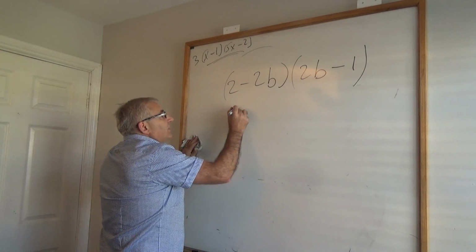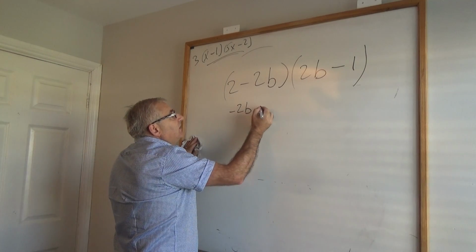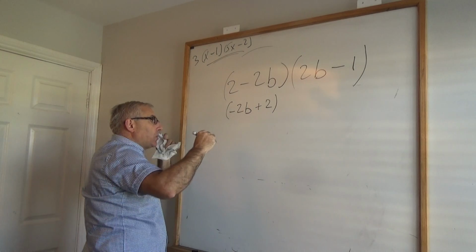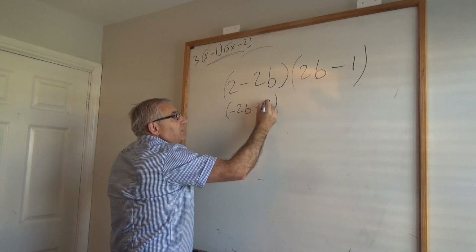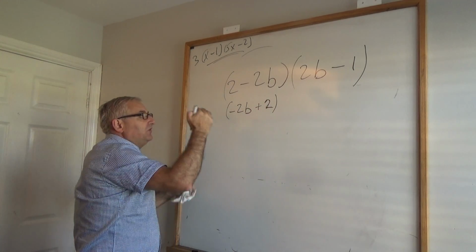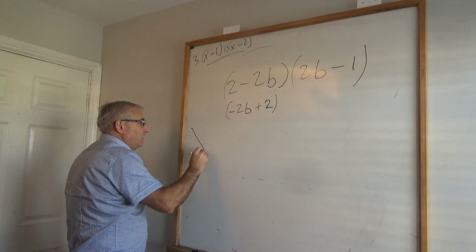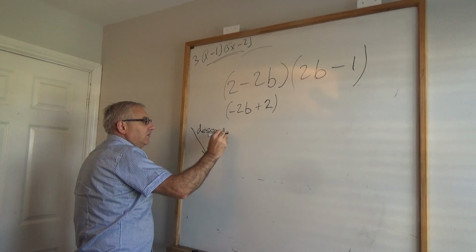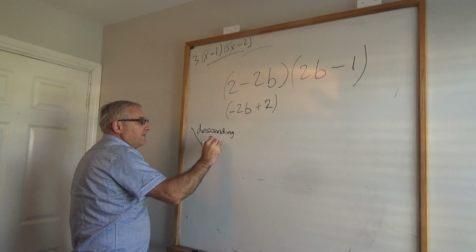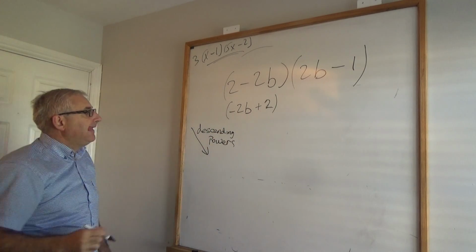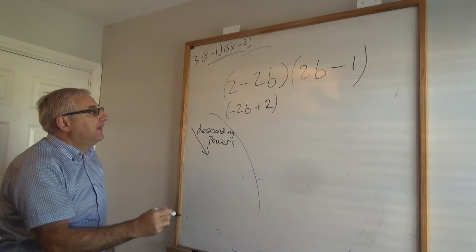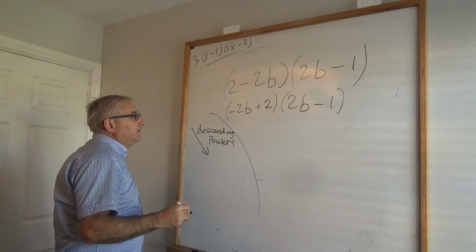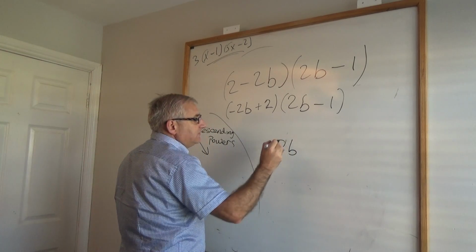So I write that as minus 2b plus 2. Writing the binomial in standard form in descending powers on the variable.